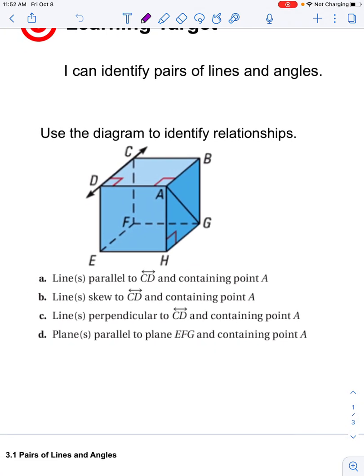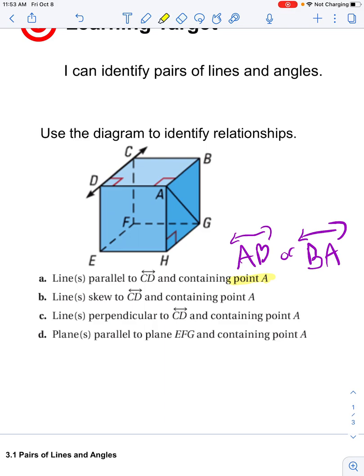So if we look at this cube here, we have lines parallel to CD and containing point A. So here's CD. Lines that would be parallel to it would be line AB, it could be line EF, and it could be line HG. However, there's only one line that is containing point A, which we would say is line AB or line BA.